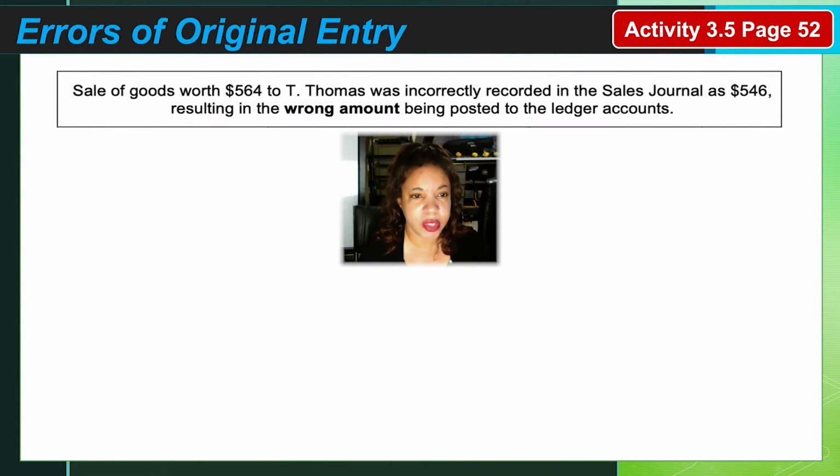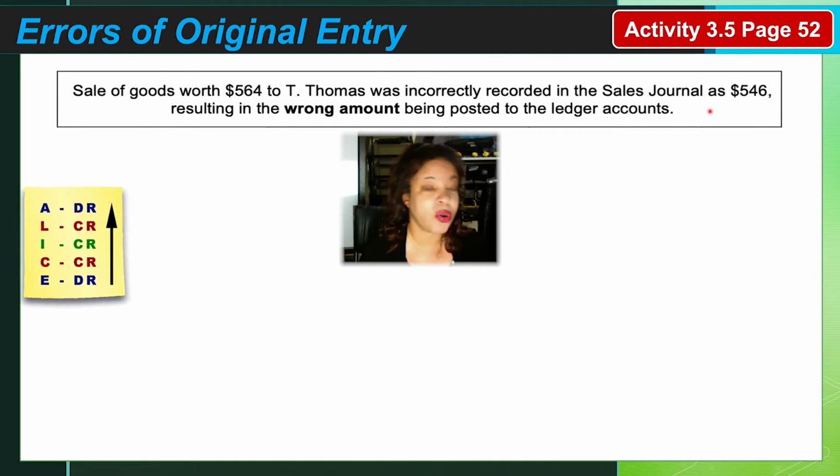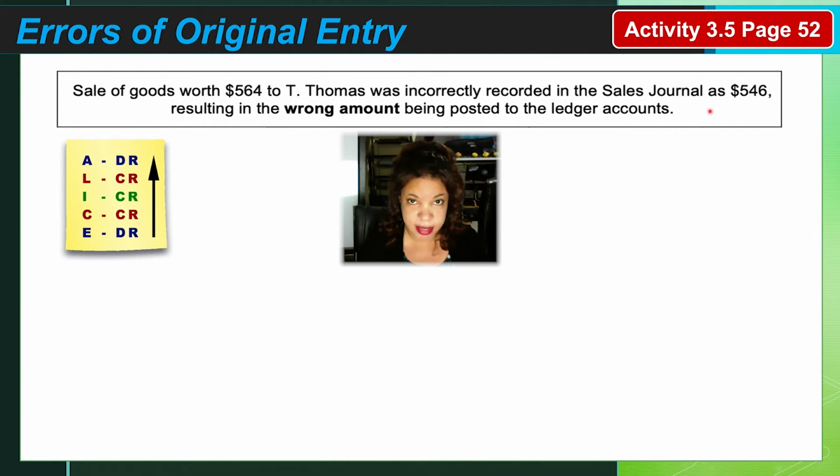So sale of goods worth $564 to T. Thomas, incorrectly recorded in the sales journal. So you see here, sales journal, which means it is an error of original entry. So what I do, I identify, this is after putting my little list, I identify the transaction, which is sale of goods to T. Thomas. Sales will be a credit, T. Thomas would be a debit. And what is the correct transaction? 564. So this was supposed to be my correct entry.